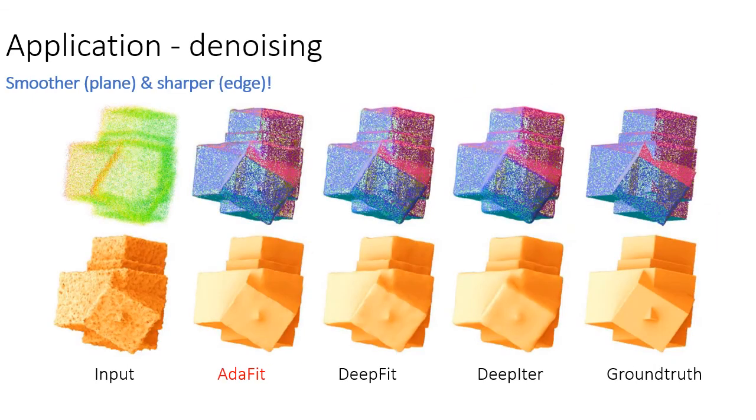Estimated normals can also be used in point cloud denoising. The qualitative results of denoised point clouds, and their corresponding reconstructed surfaces, are shown in the figure. The results show that using the normals estimated by AdaFit for denoising produces a smooth surface in flattened regions, while still preserving sharp features on edges.